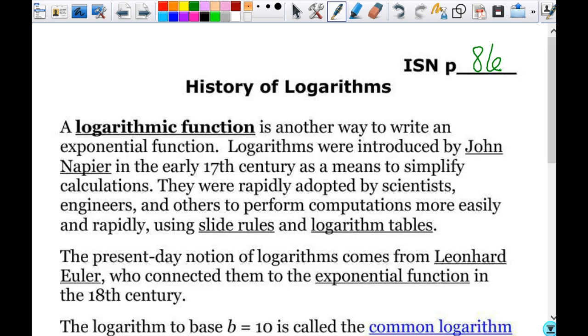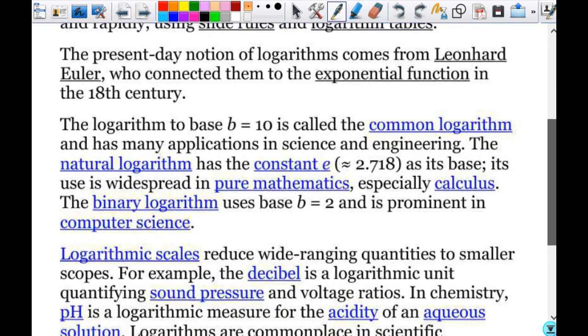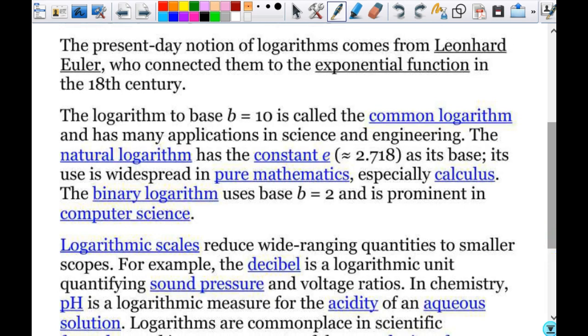They were introduced by John Napier in the early 17th century as a means to simplify calculations. They were rapidly adopted by scientists, engineers, and others to perform computations more easily and rapidly using slide rules and logarithm tables, because they didn't have calculators back in the day. But they still work and are still applicable to us. The present-day notion of logarithms comes from Leonhard Euler, who connected them to exponential functions in the 18th century.